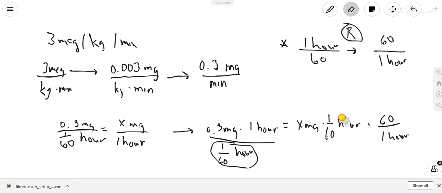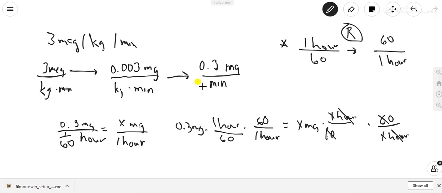And, you know, I'm recognizing that this is 1 hour, 1 over the top, 1/60th of an hour. Well, that means the 1 times hour over 60. And I just cancel out everything on this side, because the top can cancel out with the bottom. Well, I do the same thing on the other side. And so I have 0, and that should have been 0.3 milligrams earlier, 0.3 milligrams.